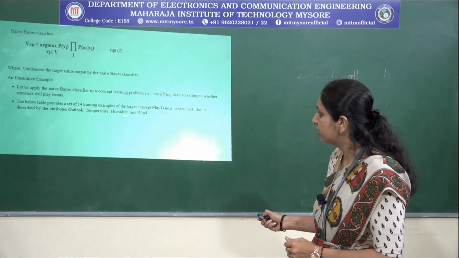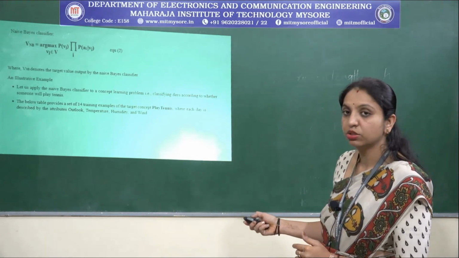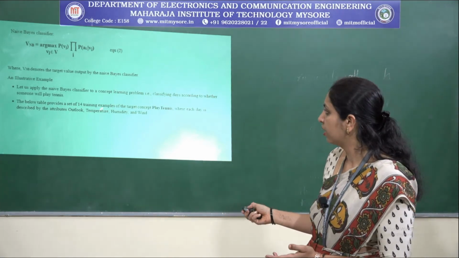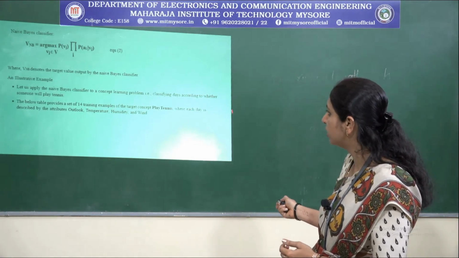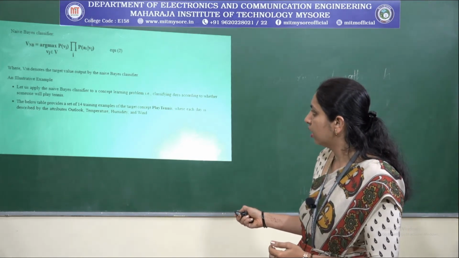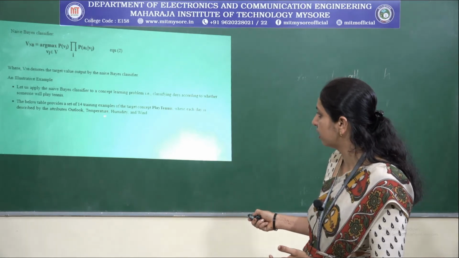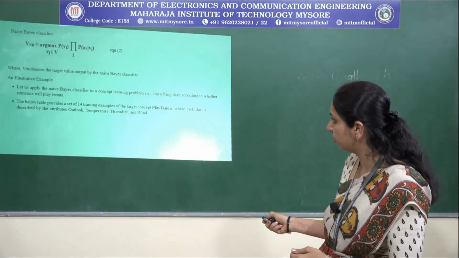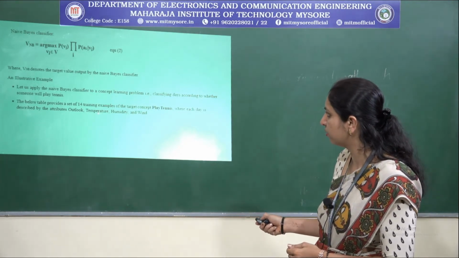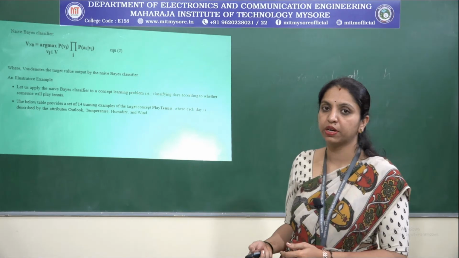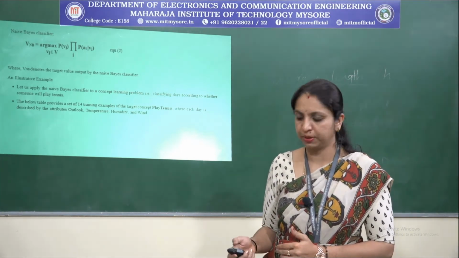Let me read this. The below table provides a set of 14 training examples. Here we have 14 training examples of the target concept play tennis, where each day is described by attributes. How many attributes do we have? We have 4 attributes. Outlook is one attribute, the second attribute is temperature, the third attribute is humidity, and the fourth attribute is wind. Based on these 4 attributes, let us see how we can classify the new instance, or the new example, or we can also call it a test sample.